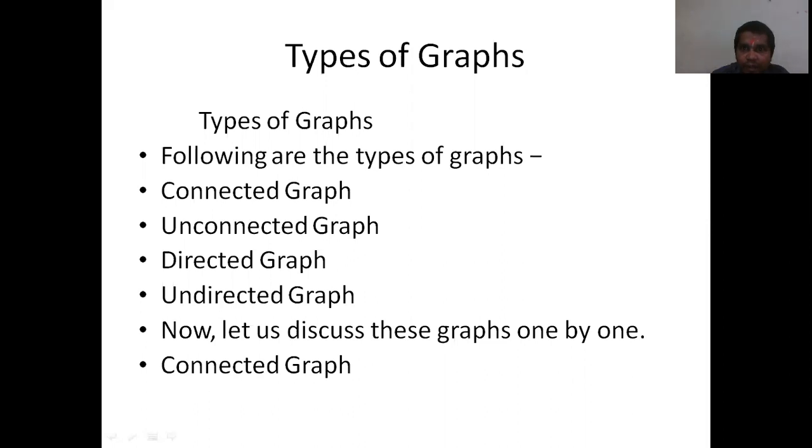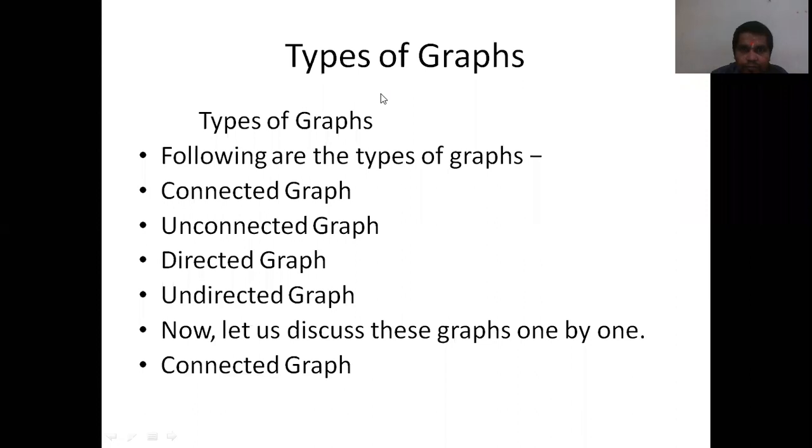Today we are going to discuss what the types of graph are when we use the concept of graph theory for circuit solutions. There we have different types of graphs. They are connected graph, unconnected graph, directed graph, and undirected graph. Right, there are four types of graph.